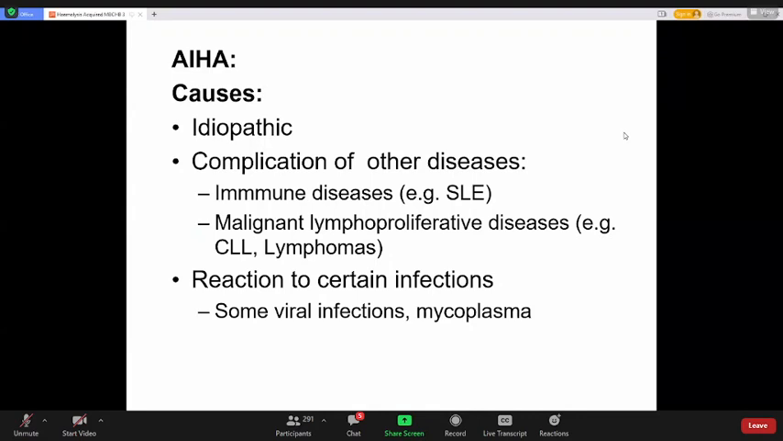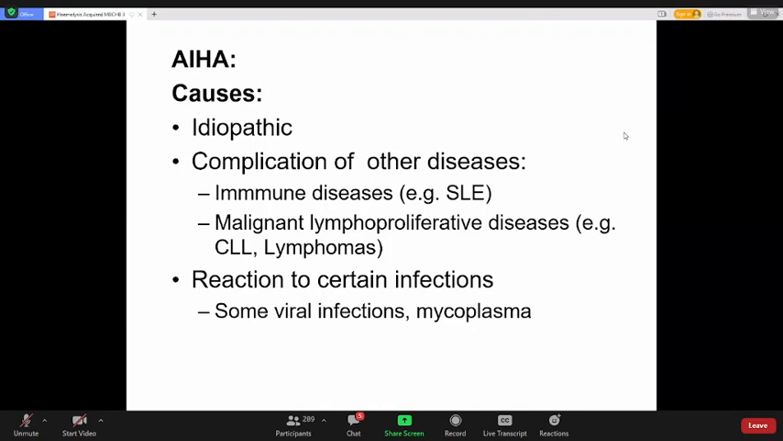Causes can be idiopathic, where you don't know what induces a person to begin producing these antibodies. You investigate the patient and don't find any cause, so we call that idiopathic. Then you can get autoimmune hemolytic anemia as a complication of many diseases. I gave you an example, SLE, which is systemic lupus erythematosus, a common autoimmune disease.